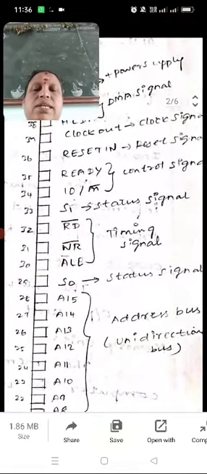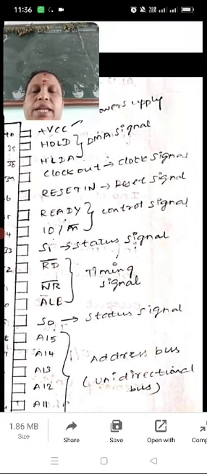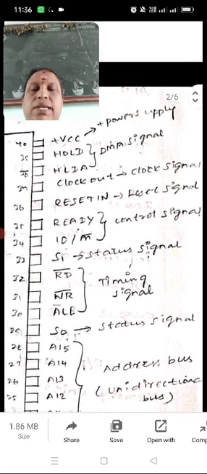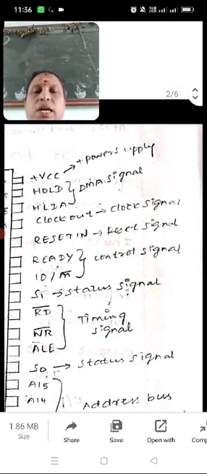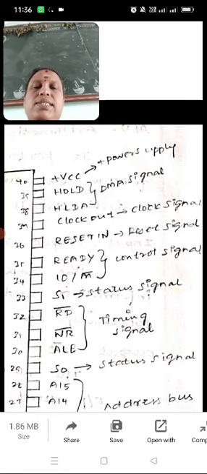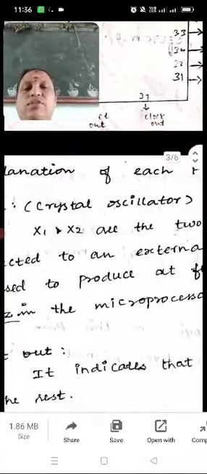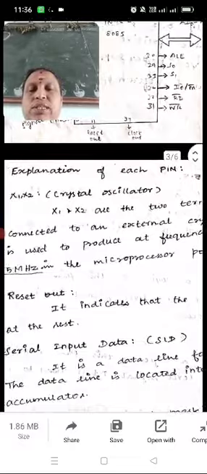S0 is a status signal, read and write are timing signals. S1 is a status signal, ready is a control signal, reset in is a reset signal, clock out is the clock signal, hold and HLDA are DMA signals, plus VCC is the power supply. Now the explanation of each pin configuration.